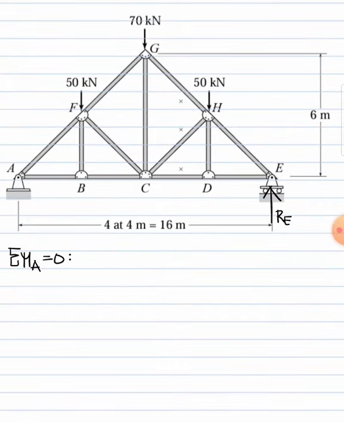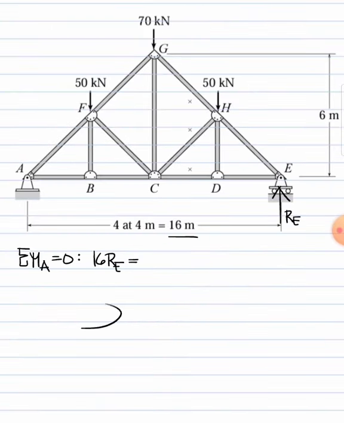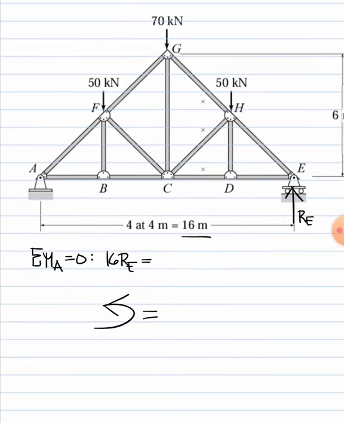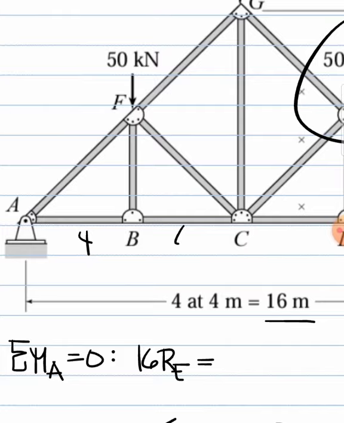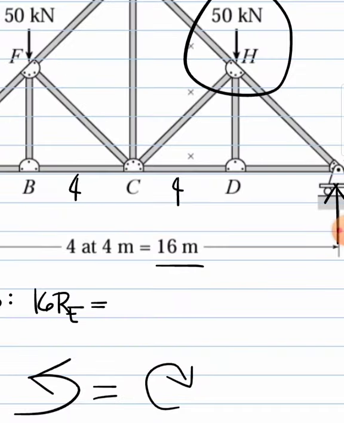The moment arm there is 16, since AB, BC, CD, and DE are all 4 meters. So we will have 16 RE equals, so that's counterclockwise, equal to the clockwise moments. So 50 causes clockwise moments. That's 50 times, this is 4, 4, and 4, and so we'll have 12. So 50 times 12.